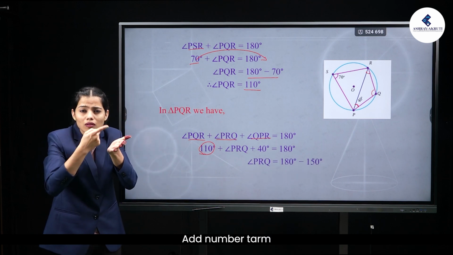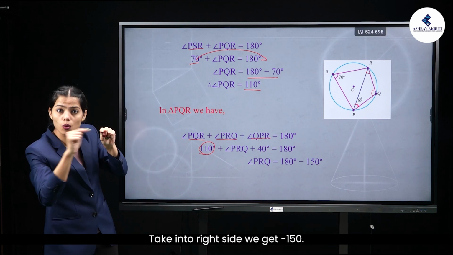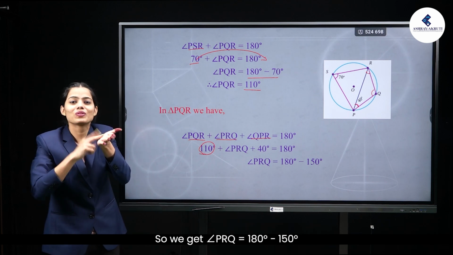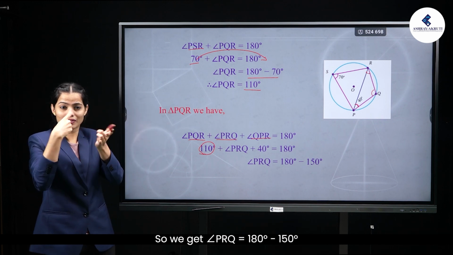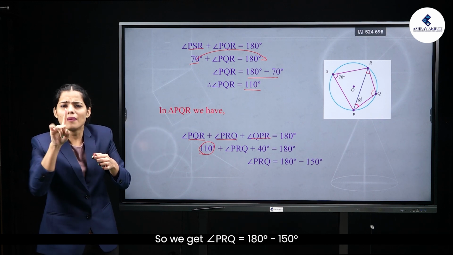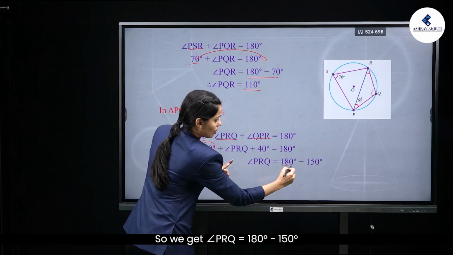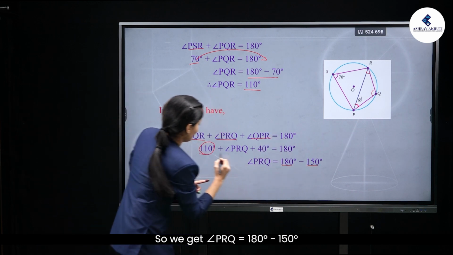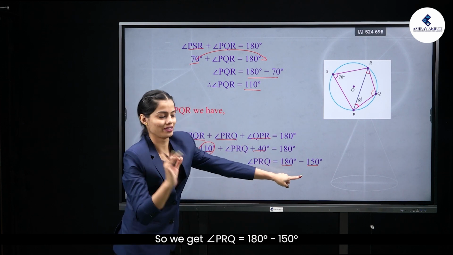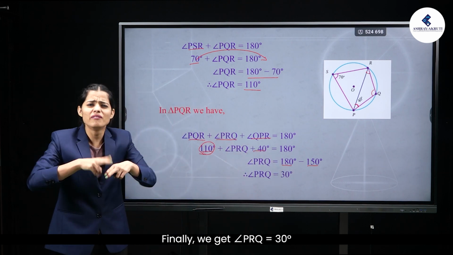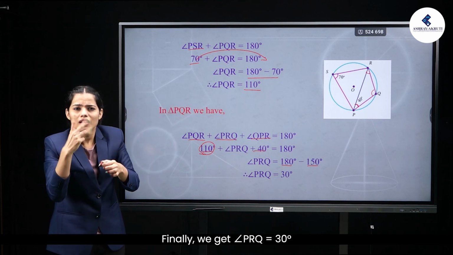Add number term and take into right side, we get minus 150. So we get angle PRQ is equal to 180 degrees minus 150 degrees. Finally, we get angle PRQ is equal to 30 degrees.